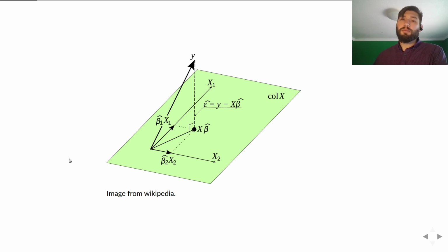It's very helpful sometimes to think about it as a projection onto some column space, because then sometimes you can figure things out without actually having to do a lot of matrix algebra.